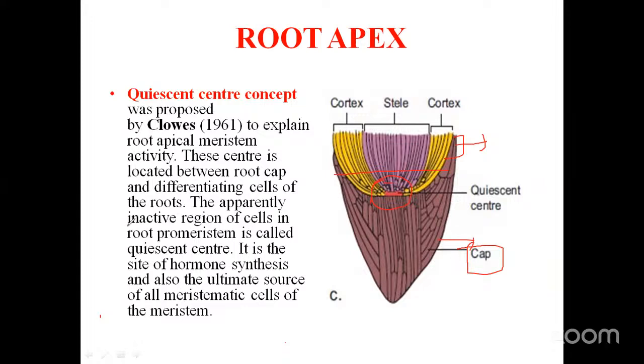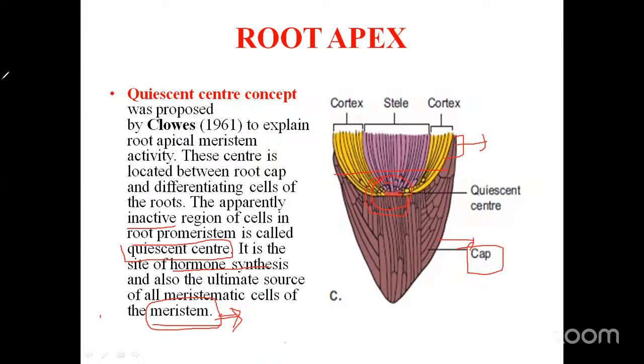Actually, this apparently inactive region of the cells of root meristem is called the quiescent center. They are not active, they are inactive cells. It is the site of hormone synthesis and also the ultimate source of meristematic cells of the meristem. It is also meristem, it gives the meristematic cells. So this region is called the quiescent center.